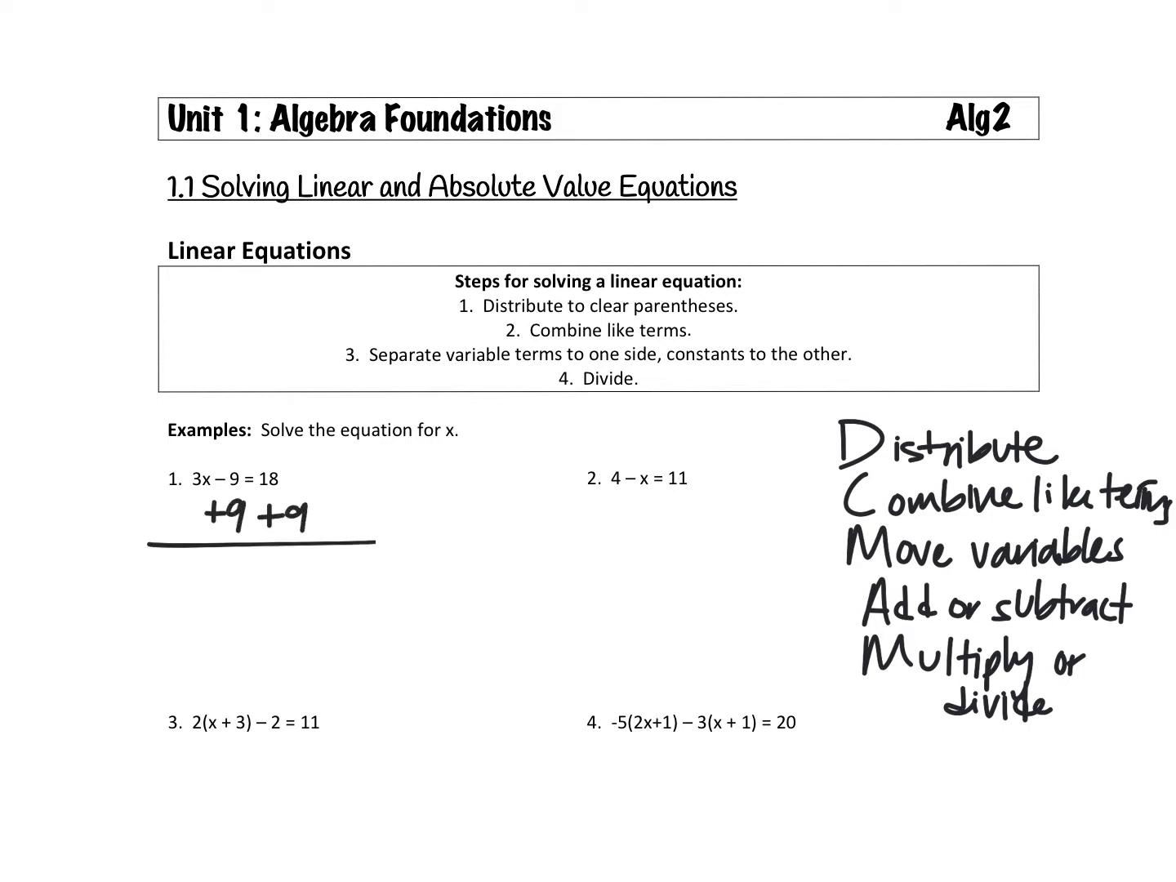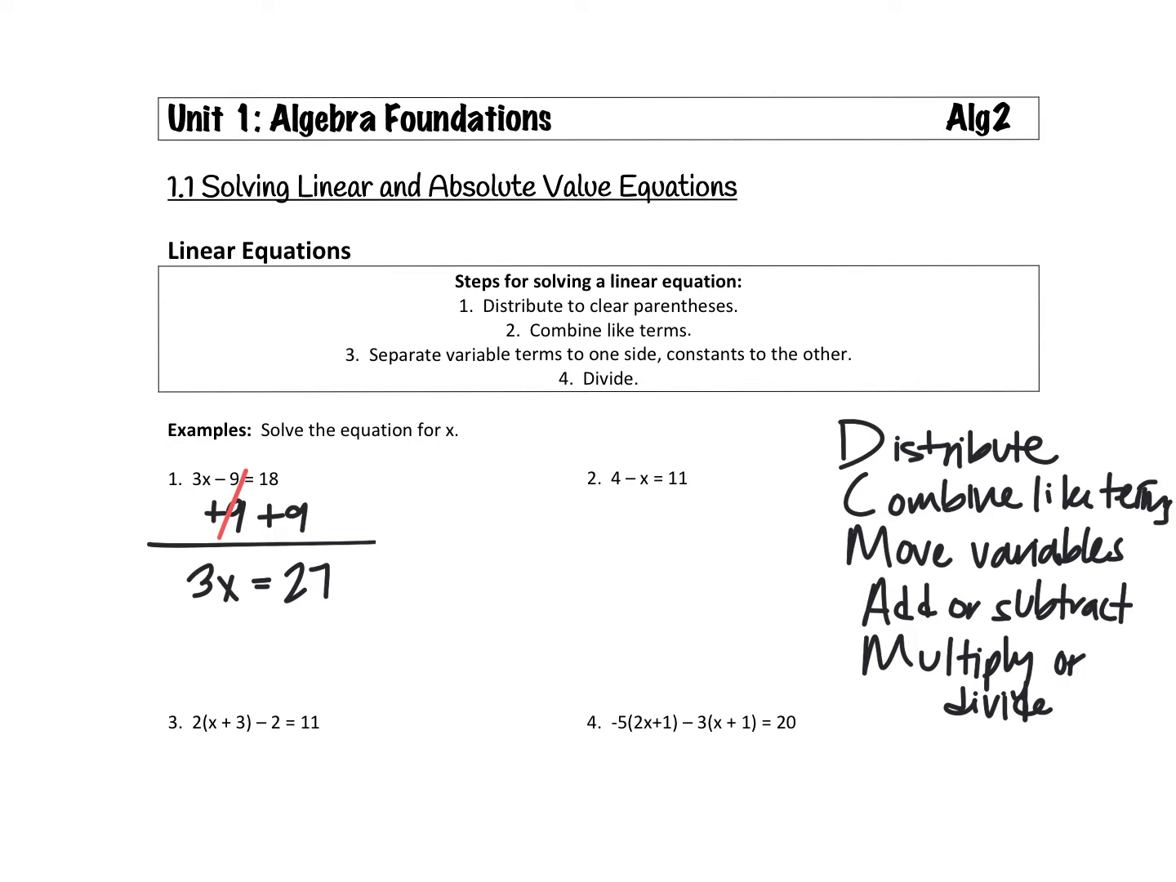Add 9 to both sides so that it cancels it out. And you would get left with 3x equals... If you have an actual calculator in your bag, this would be a great time to get it out if you need it. 18 plus 9 is 27. Okay, and then next step.